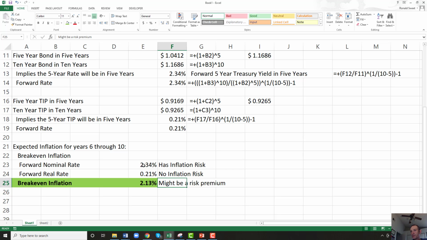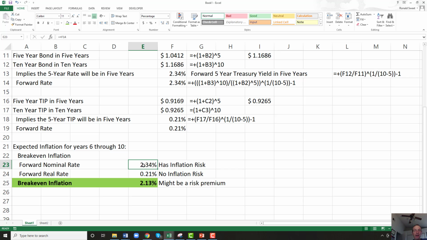And so there might be a risk premium. So this 2.34 might be overstated. It may not be what the bond market actually thinks rates will be in 5 years. It might be what they think rates are going to be in 5 years, plus an additional, say, 0.25% to compensate you for that inflation risk.